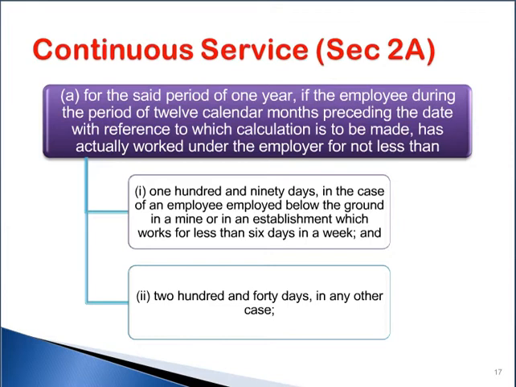These provisions are important because they decide the eligibility of the employee for receiving gratuity, and many questions on these provisions have been asked in exams. We'll dwell upon these questions in the next slide.